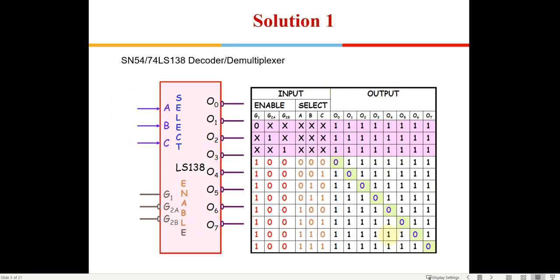So this is the truth table of 74138. If you see, for this chip to function properly, G1 has to be 1 and G2A and G2B have to be 0. For all other combinations of G1, G2A and G2B, all the outputs will be continuously 1, irrespective of what ABC are. So the output will behave as desired only when G1 is equal to 1, G2A is equal to 0, and G2B is equal to 0.